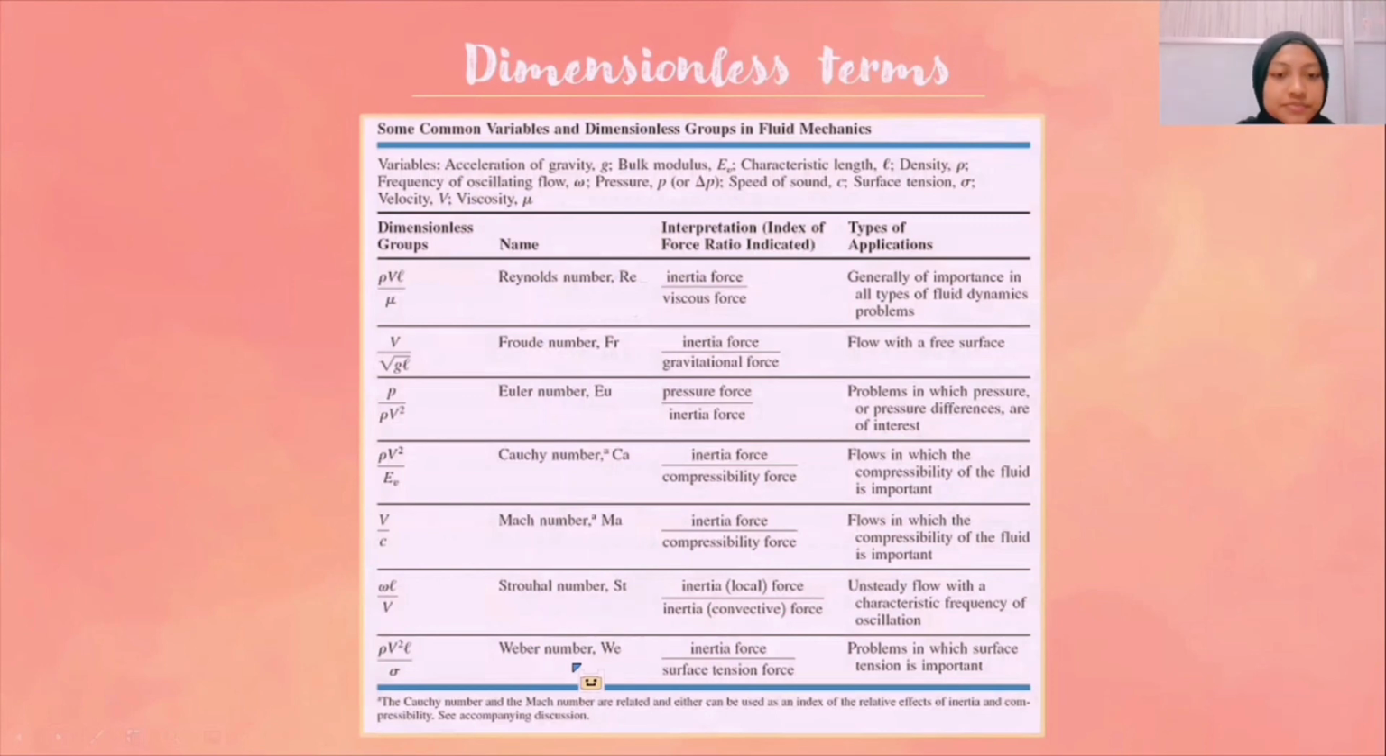Weber number. For example, Reynolds number is generally of importance in all types of fluid dynamics problems. So the dimensionless group for Reynolds number is rho VL over mu. And the interpretation is inertial force over viscous force.